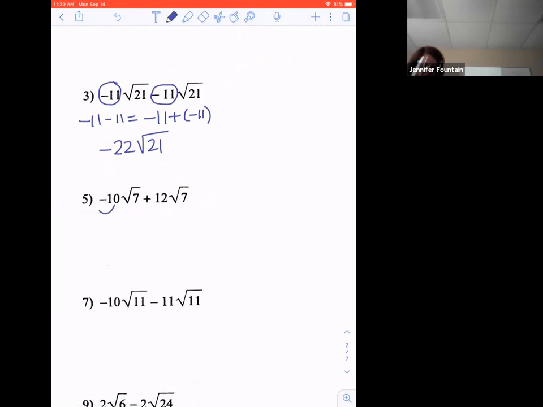Look at number 5. I have -10 plus 12. Opposite signs, I keep the sign of the larger and find the difference of the numbers. So what is -10 plus 12? Positive 2. Good. So 2 times the square root of 7.